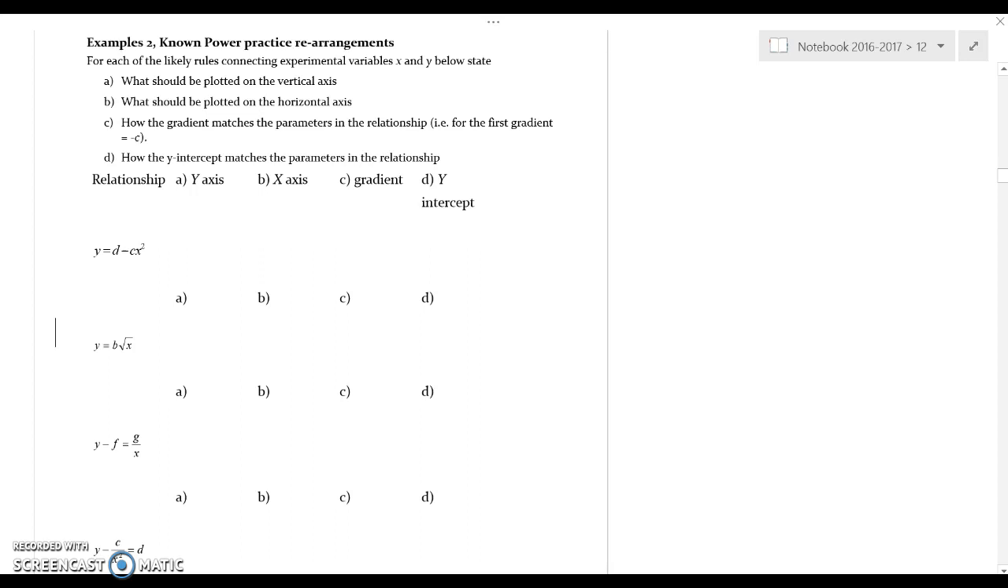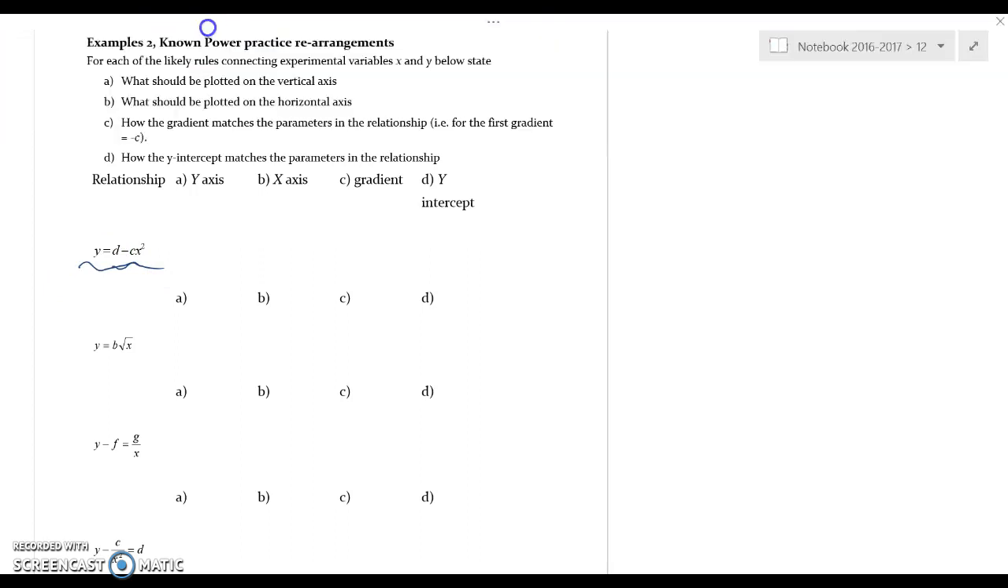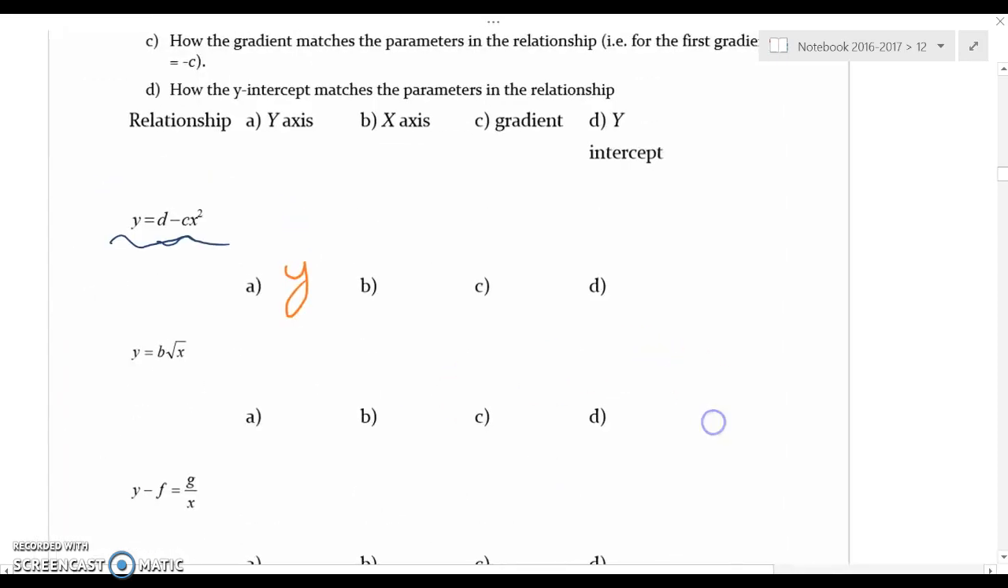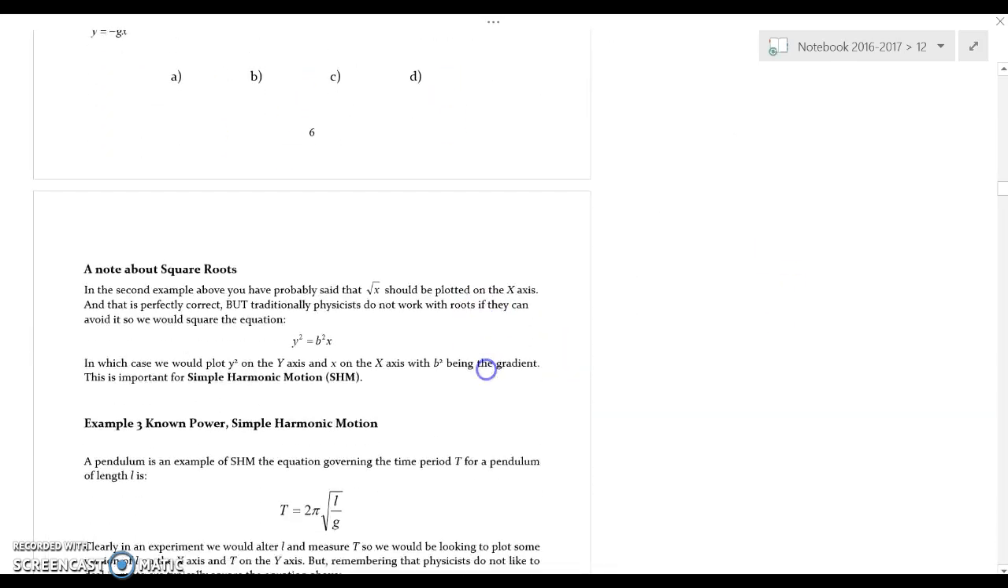If you were plotting this relationship here on a graph and you wanted to test it, I'm going to change colour to something more visible. You would probably plot y on the y-axis, y being the thing on the left-hand side of this relationship. On the x-axis, you'd probably plot x. The gradient of such a thing would be minus c, and the y-intercept would be d. Do something similar for the other questions, please. This should be relatively easy. If there's any problems, come and find me.